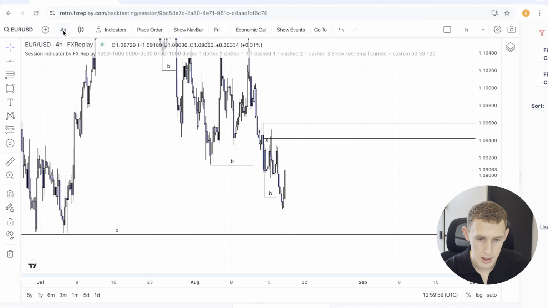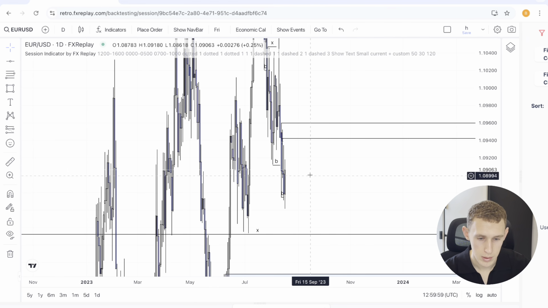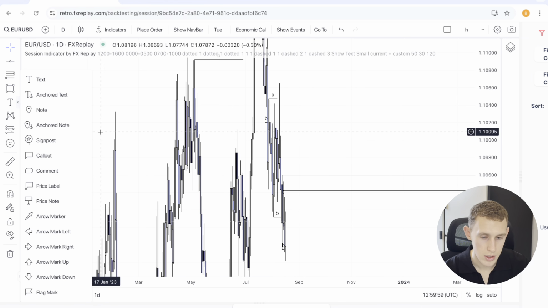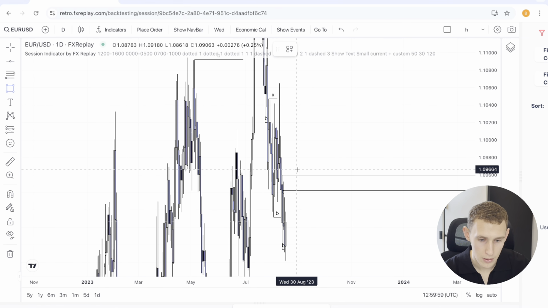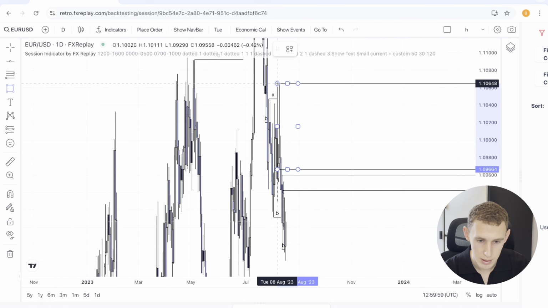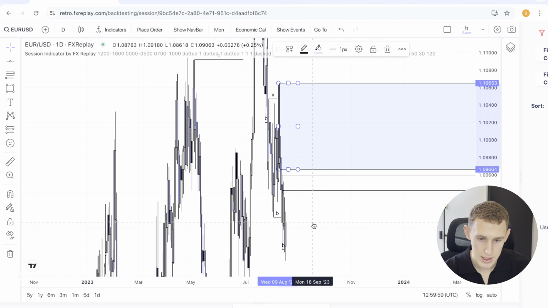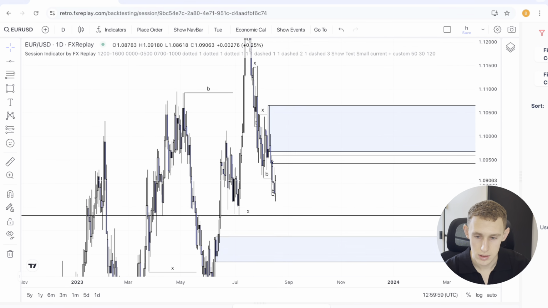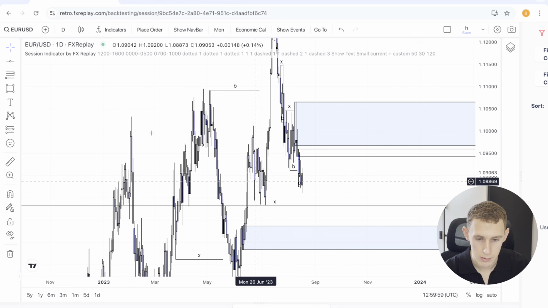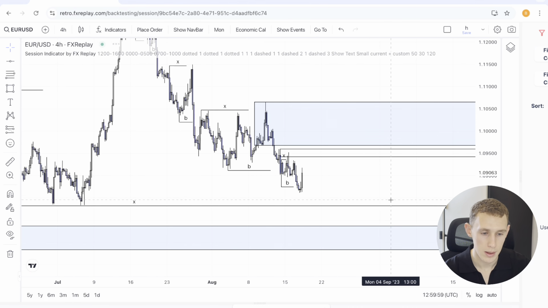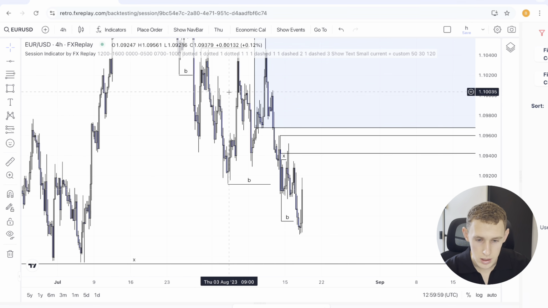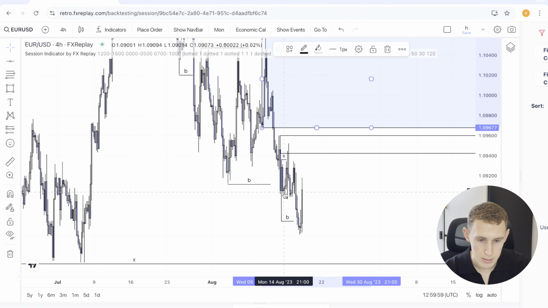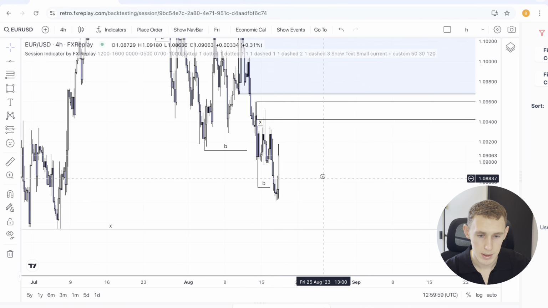So maybe we look on the daily. This whole area up here I'm aware of, which is like a daily supply zone. Price may want to retest that at some point. As you can see on the daily as well, it did create imbalance. So I'm kind of being cautious of trying to sell below that level, just because I think there's a high chance price comes up into it.